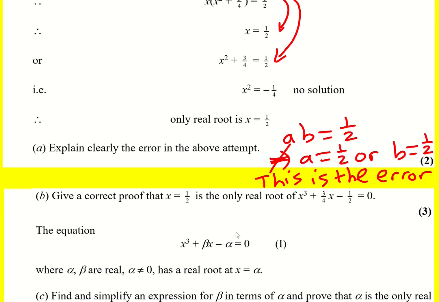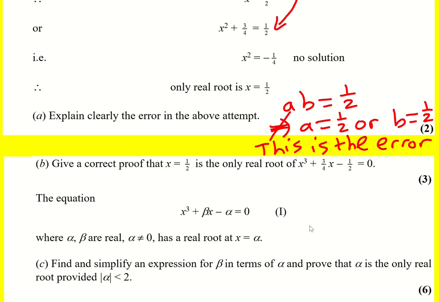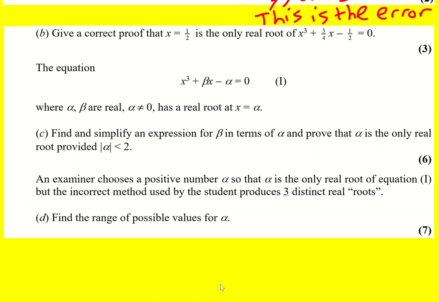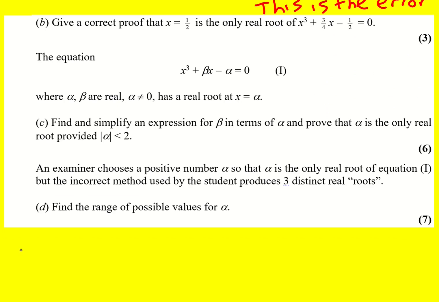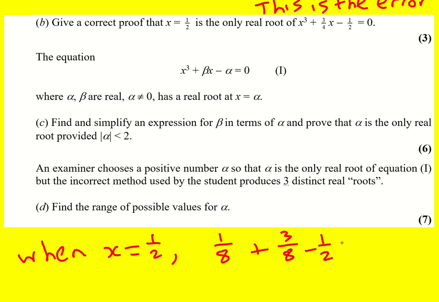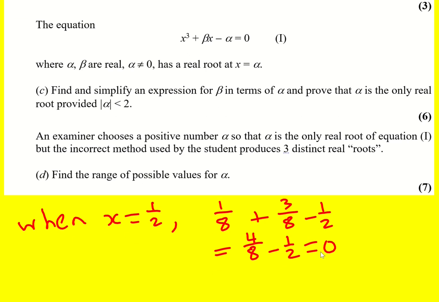We need to give a correct proof that x equals a half is the only real root of this cubic. Okay, let me go down here. So when x equals a half, we're going to get 1 over 8 plus 3 over 8 minus a half equals 4 over 8 minus a half, which is equal to 0. So x equals a half is a root. Important just to show that.